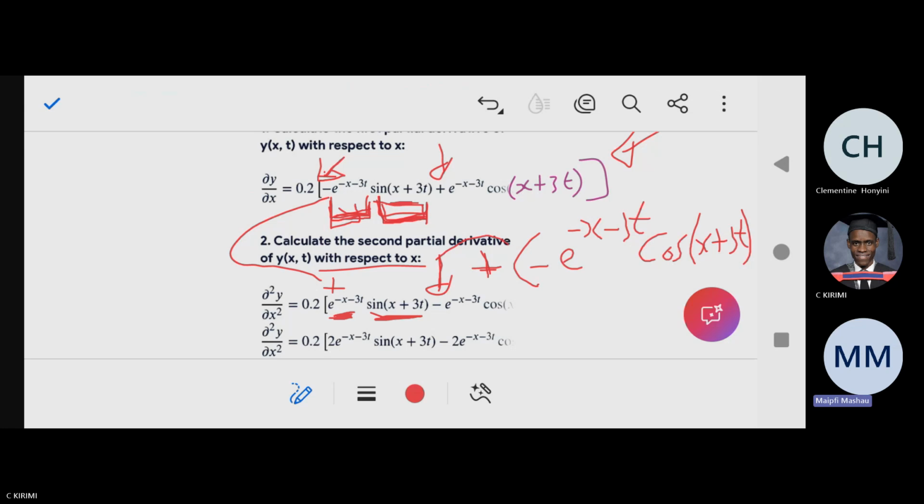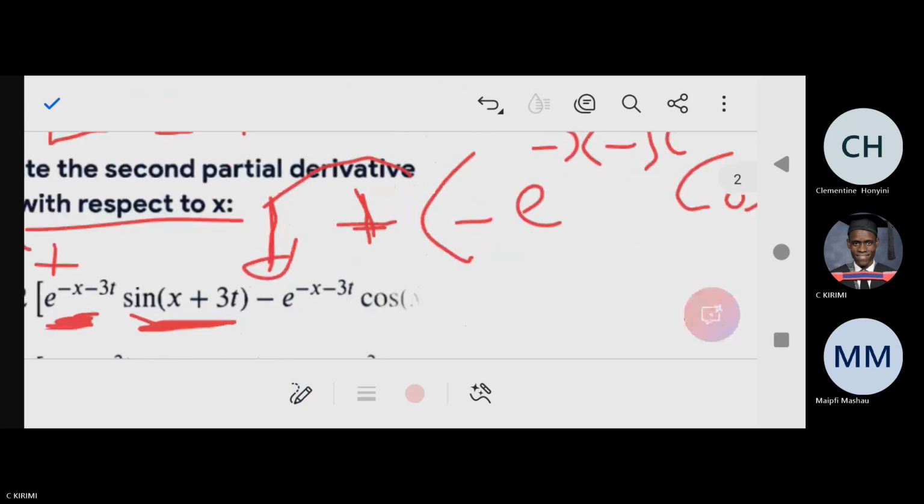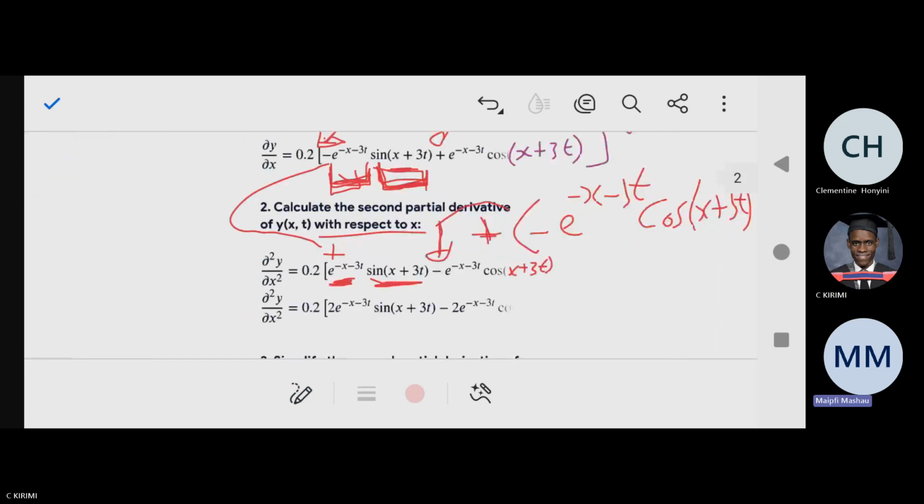So you differentiated the first one, right? Which you multiplied by the negative, the first one there. No, not that one. The first one, just after the 0.2 bracket. That one. So when you differentiate it, you multiplied by the negative 1, because it's with respect to x. You got -1, which you multiply by the negative e.